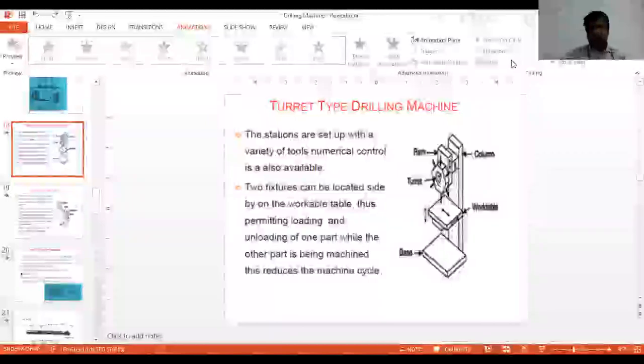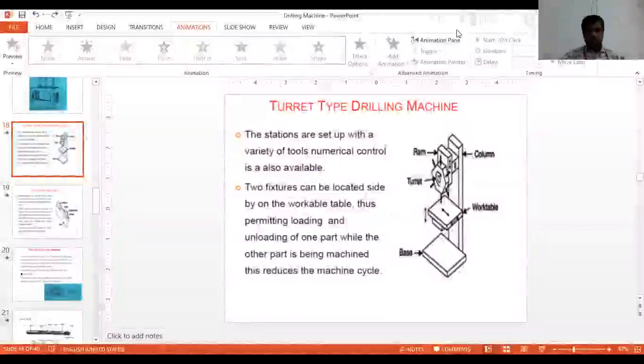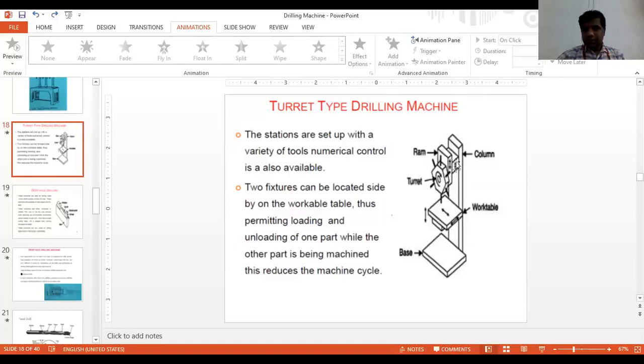So, right. These 5 types of drilling machines we have seen last class. Now we can see the remaining types and then proceed with the further syllabus. I'll make it the presentation mode.